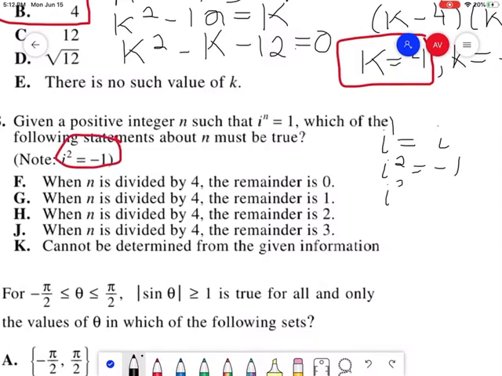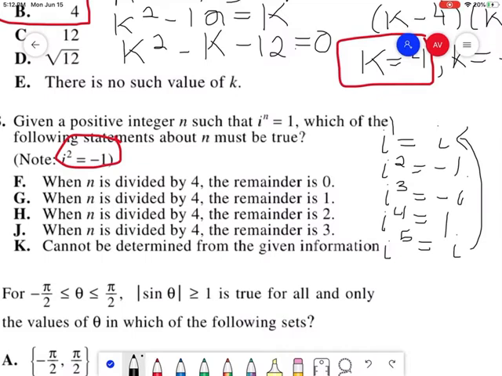i cubed is going to be i times i squared, which is -i. i to the 4 is going to be i squared times i squared, which is just 1. i to the 5 is going to be i. And you're going to see that this just repeats itself. It's just a repeating series here.